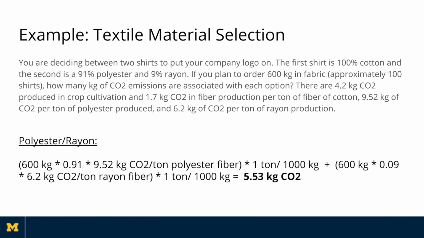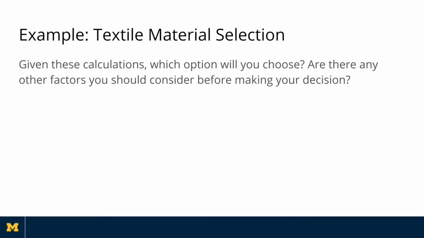Next, multiply the 600 kilograms of shirt material by the CO2 of polyester and rayon, given their fiber composition of 91% and 9% respectively. Finally, convert tons to kilograms to get 5.53 kilograms of CO2 for the polyester rayon shirts. Given these calculations, which option will you choose? Are there any other factors you should consider before making your decision?